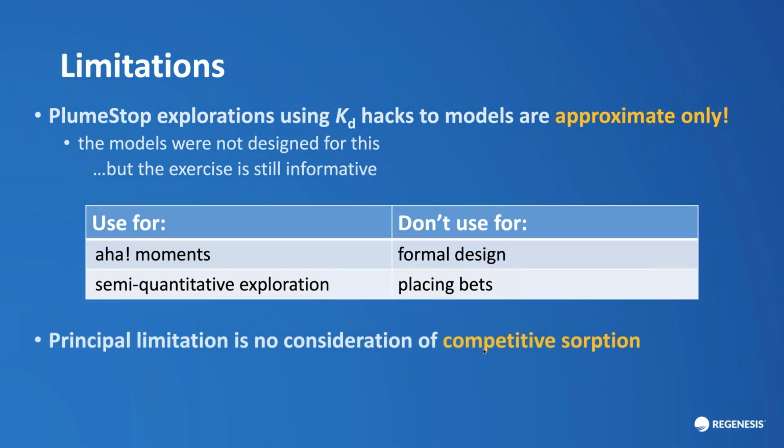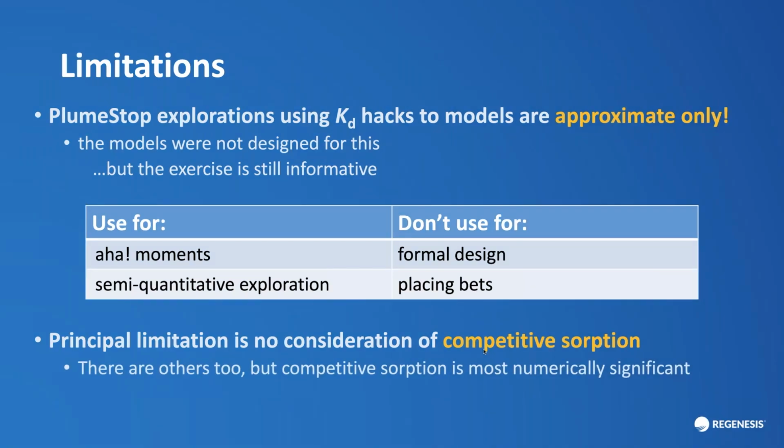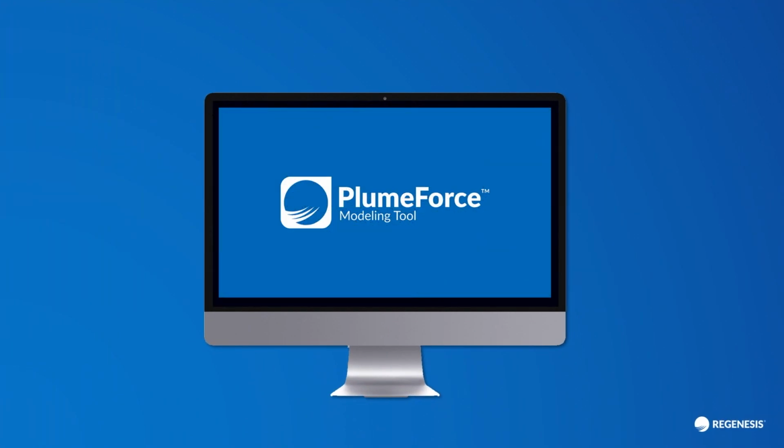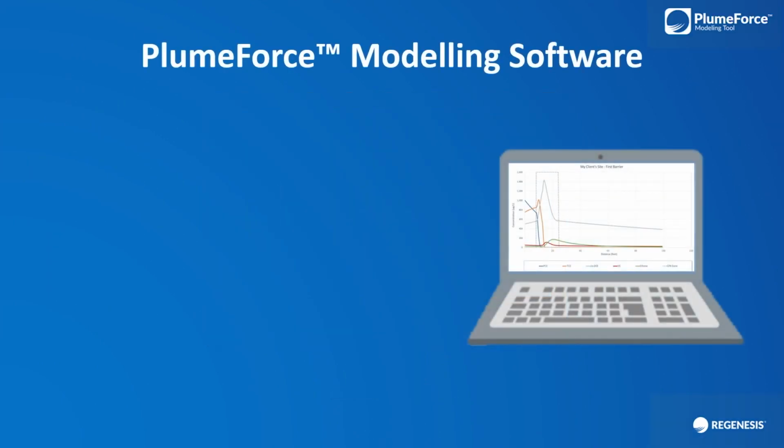The principal limitation that we have is that most existing models do not have a consideration for competitive sorption, and this makes a big difference. There are other limitations too, but competitive sorption is the most numerically significant. For this purpose, the PlumeForce modeling software was developed really to accommodate competitive sorption and to overcome some of the limitations of using off-the-shelf models for PlumeStop explorations, and to get to the point where modeling could be used for formal design.